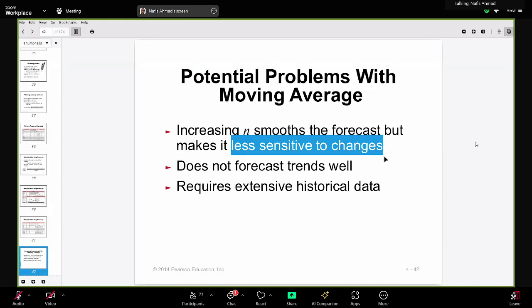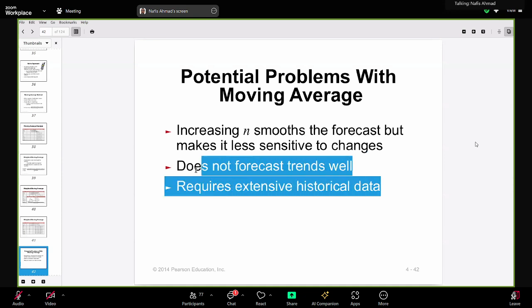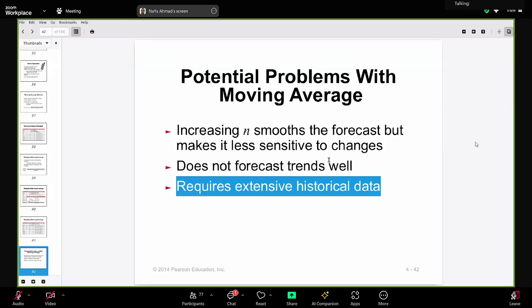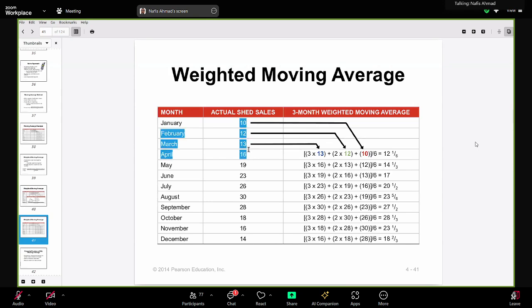Now, it does not forecast trends well and requires extensive historical data. In such cases, we need historical data. And you see, we are using only the actual data to forecast future values. We are not using the forecasted value for forecasting the future amount, because in the forecasted value there is some gap between the actual and the forecast.